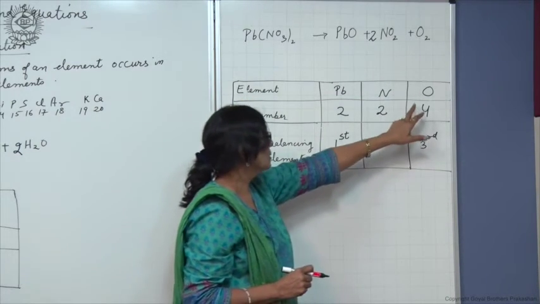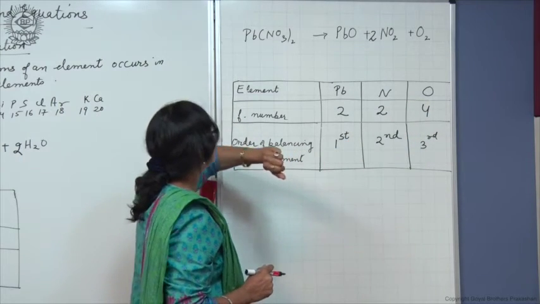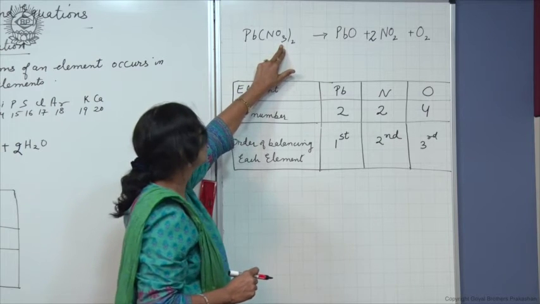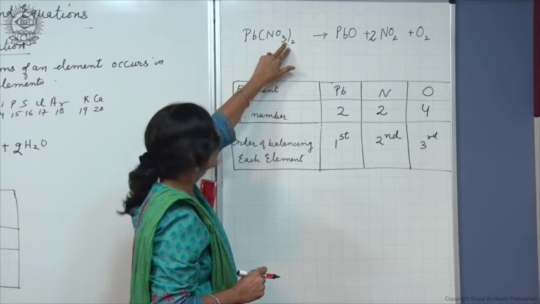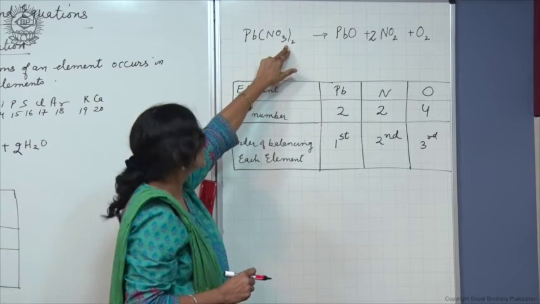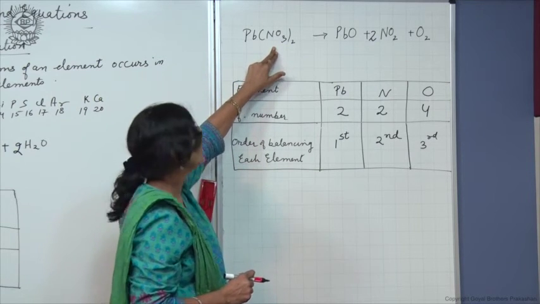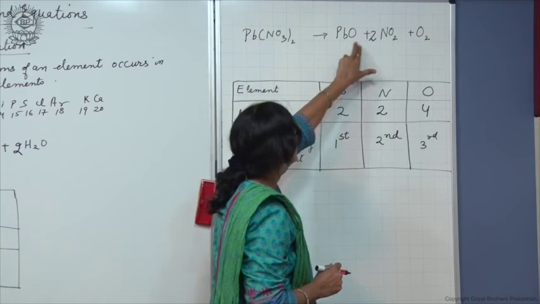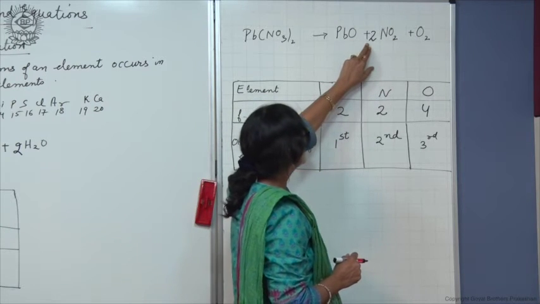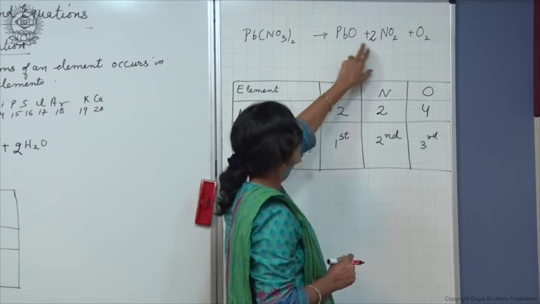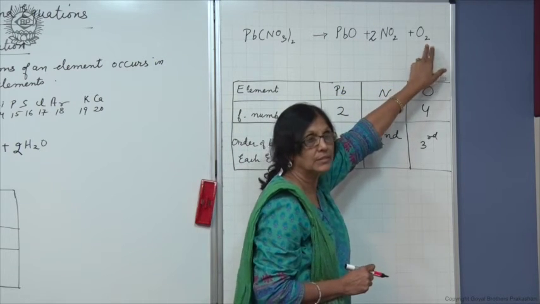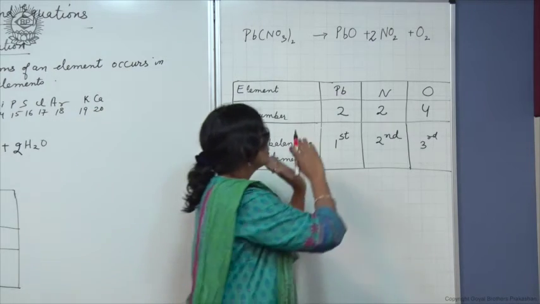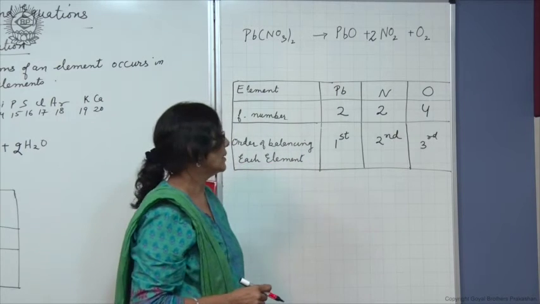Now, the third element to be balanced is oxygen. Count the number of oxygen atoms on the left hand side. O3 means 3 oxygen atoms. Outside the bracket is 2. So, 3 will be multiplied by 2. So, there are 6 oxygen atoms on the left hand side. Now, on the right hand side, 1 oxygen atom. Here how many are there? 2 into 2, 2 2s are 4, plus 1 is 5, plus 2 is 7. Now, on one side there are 6 oxygen atoms, on the other side there are 7 oxygen atoms.